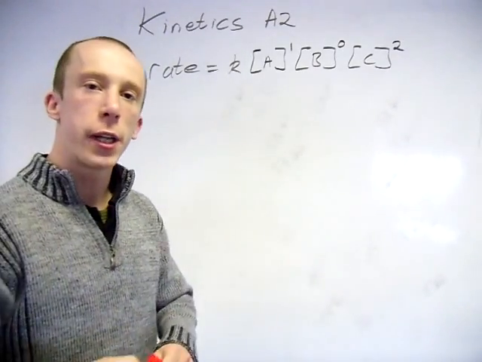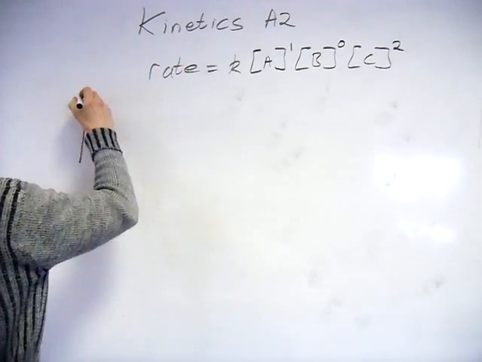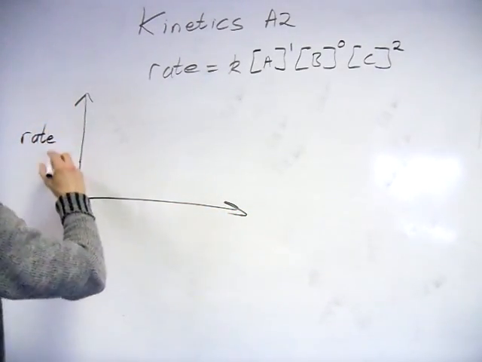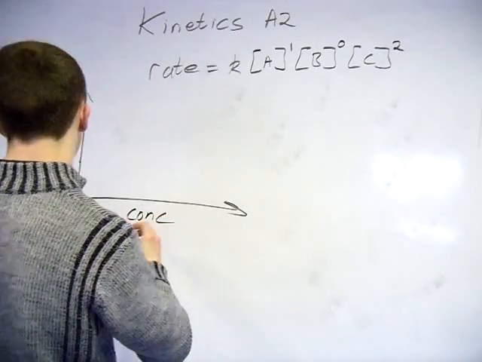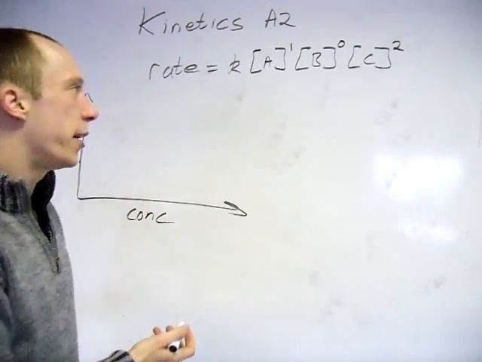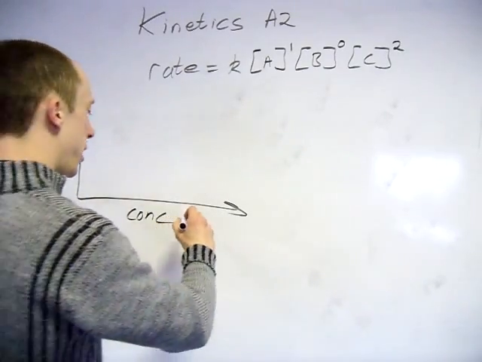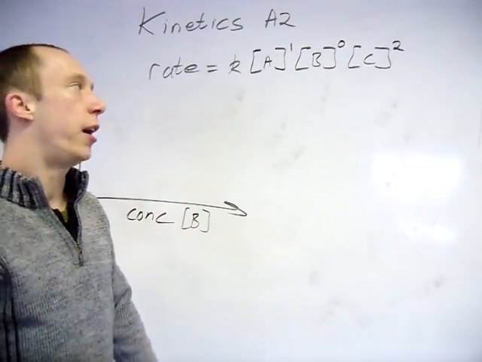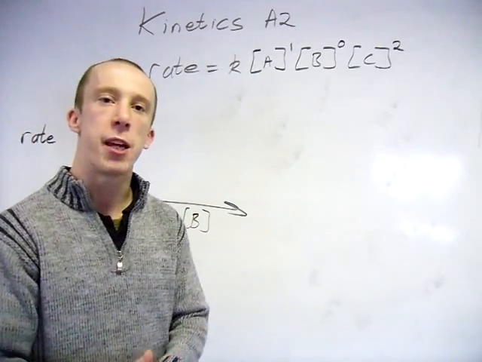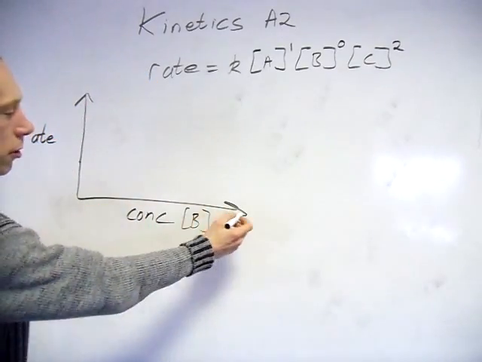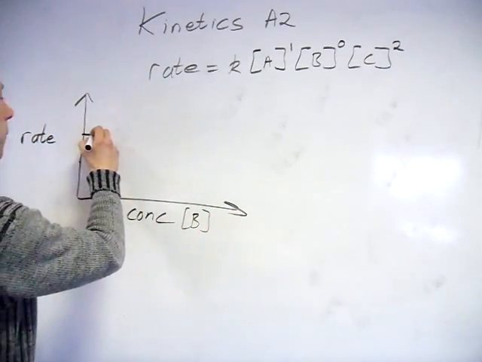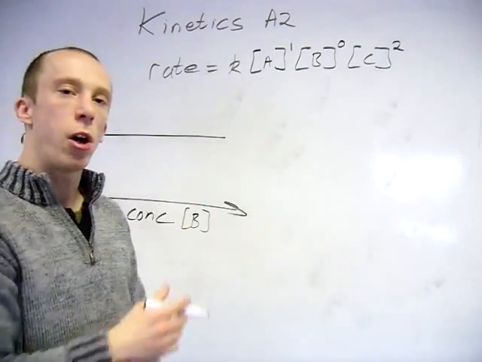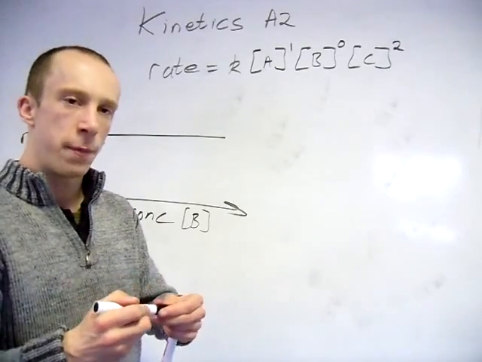In terms of what they would look like graphically, so how the rate is affected by the concentration. In this case we'll say concentration of B. Now B being zero order, as I said, no matter what the concentration of B is, it will not affect the rate. So as I increase the concentration on this axis, the rate will not change. It will be a constant, steady rate. So a flat horizontal line there across the page.